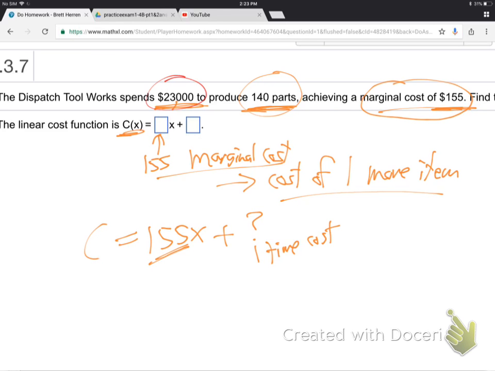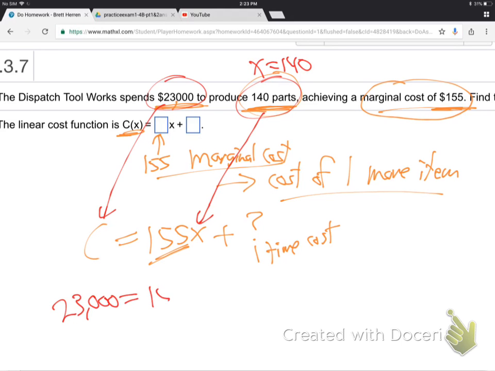Let's use the information they gave us. What can I do with those two things? They're giving us that for a reason. What can I do with those? 23,000 is the cost when you have X being 140 parts. We need just 155 times 140? Yeah, right. Correct. So the cost will be 23,000. That's the total cost of making 140 parts, including, let's call this B if you want. I'm just doing the Y equals MX plus B. You can call it whatever you want. I'm just putting a letter back there.